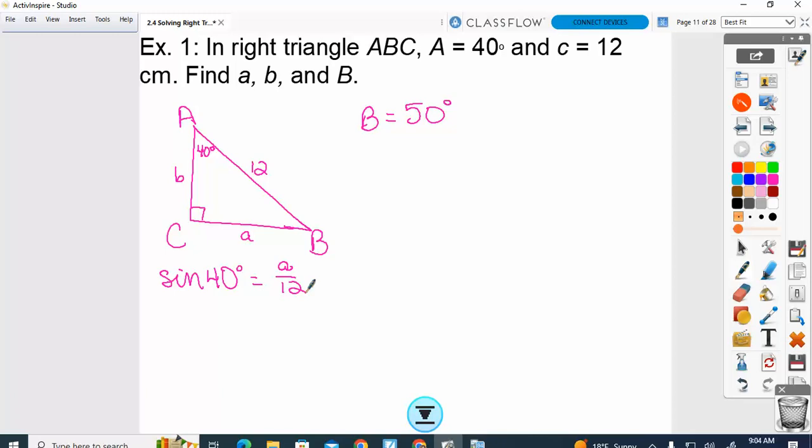But I don't want to use it yet because it's going to be a decimal that never ends and I don't want to round until the very end. How would I get A by itself? Multiply by 12. So now I can use my calculator. So I'm going to do 12 times the sine of 40 degrees. And the answer I get is 7.7135, but how many significant digits did I ask for? 2. So what would you answer? 7.7. And I told you my side was in centimeters.